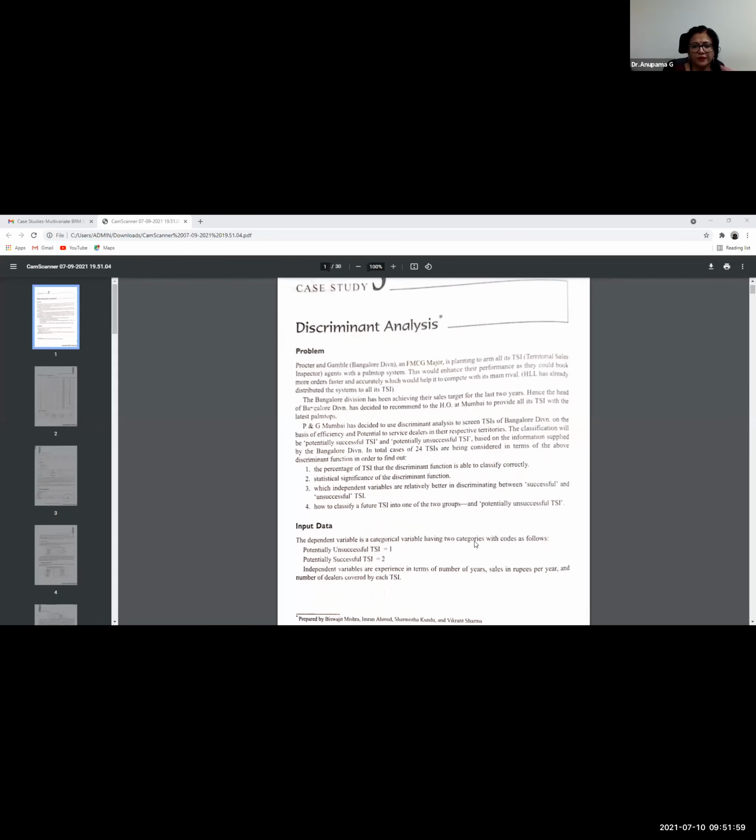And if you look at the other one, which has already been given to you, I didn't want to give too many case studies of this type, but you can have a look at that. I will also upload that. This is the case study which has already been given to all of you. It is about the Procter and Gamble case. Potentially unsuccessful TSI is 1, potentially successful TSI is 2. So go through all the case studies also. You can put the data in Excel format also, and I will show you the SPSS output on Monday or Tuesday, how you can actually give the commands.